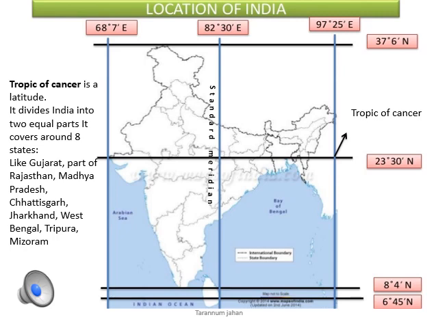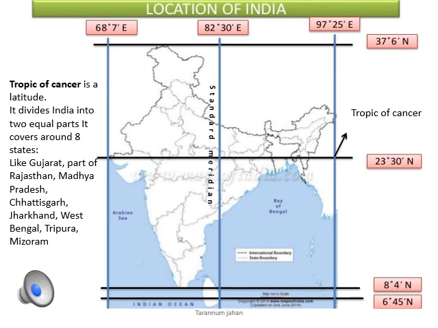Then now we'll see the Tropic of Cancer. Now we'll talk about one more important latitude, which is cutting India into two equal parts, the Tropic of Cancer. And this Tropic of Cancer is at 23 degree 30 minutes on the northern side of India. We are saying northern side of India because this Tropic of Cancer is on the northern side of India and it is dividing India into two equal parts.